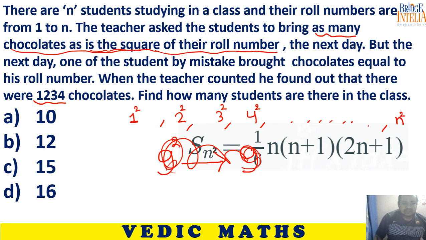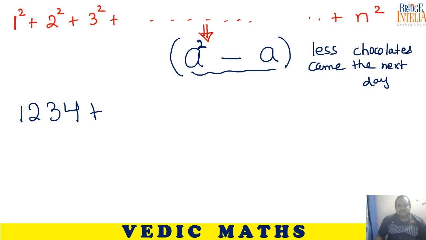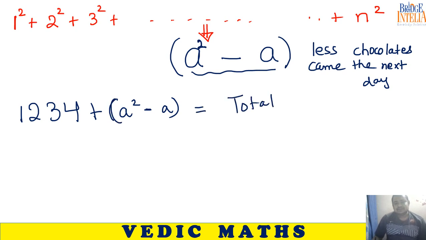So what does this mean? When the teacher counted, there were 1234 chocolates, and this much less chocolate had come. That means the actual number of chocolates that was supposed to come is equal to the total correct number of chocolates that the teacher was expecting.